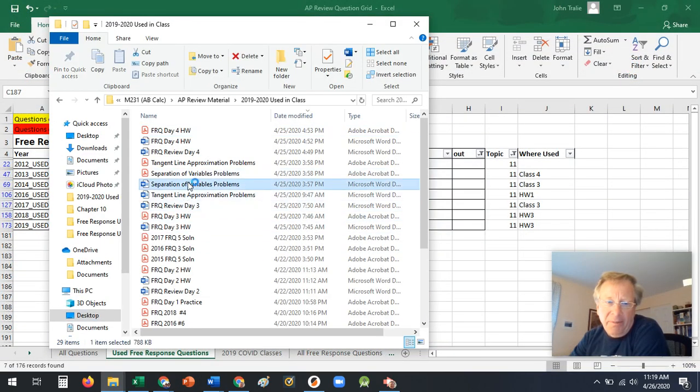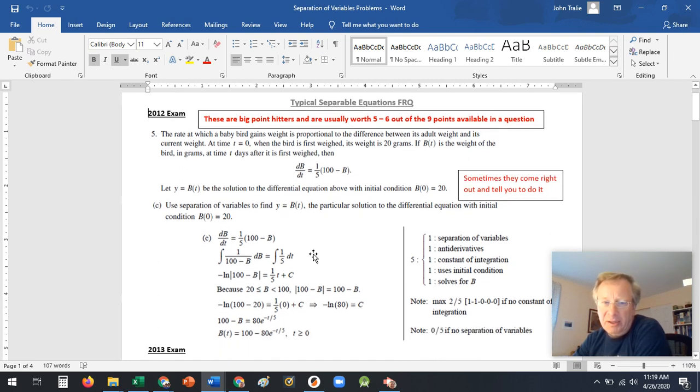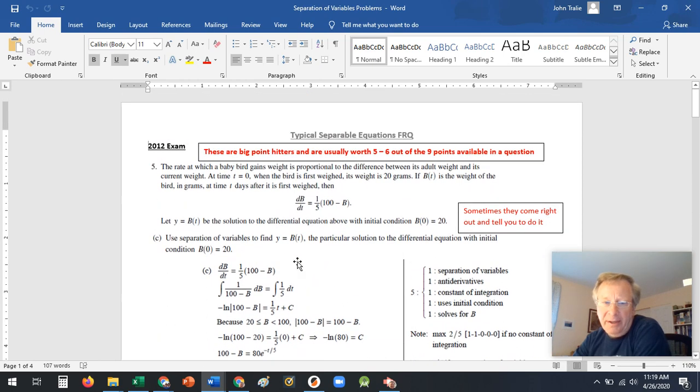So what I did, guys, and this document will be shared with all the stuff that we're doing. This is every separable equation back to 2012. They're really big point hitters. Out of the 9 possible points for a free response question, they're worth 5 to 6 points when they show up. So I just wanted to show you what they look like. If you scroll through this document, you'll see how they're worded.